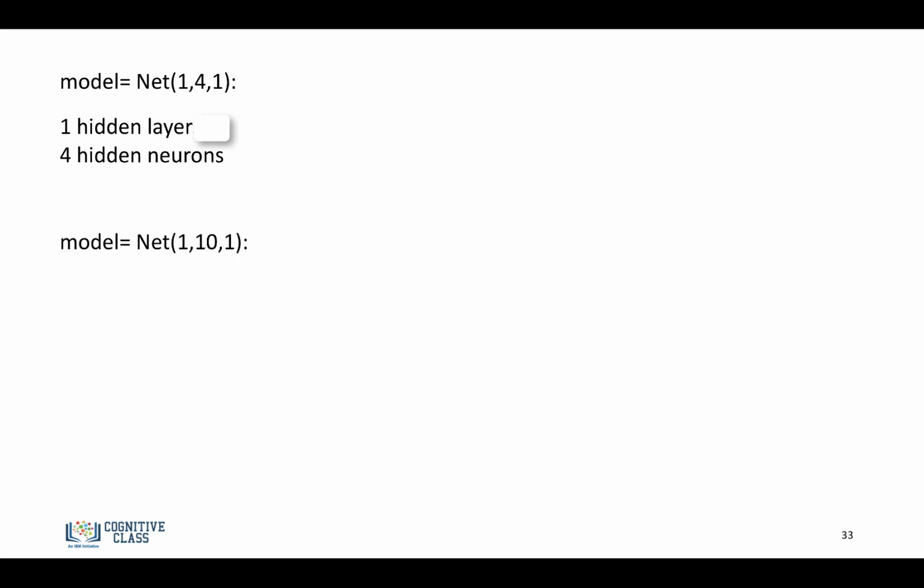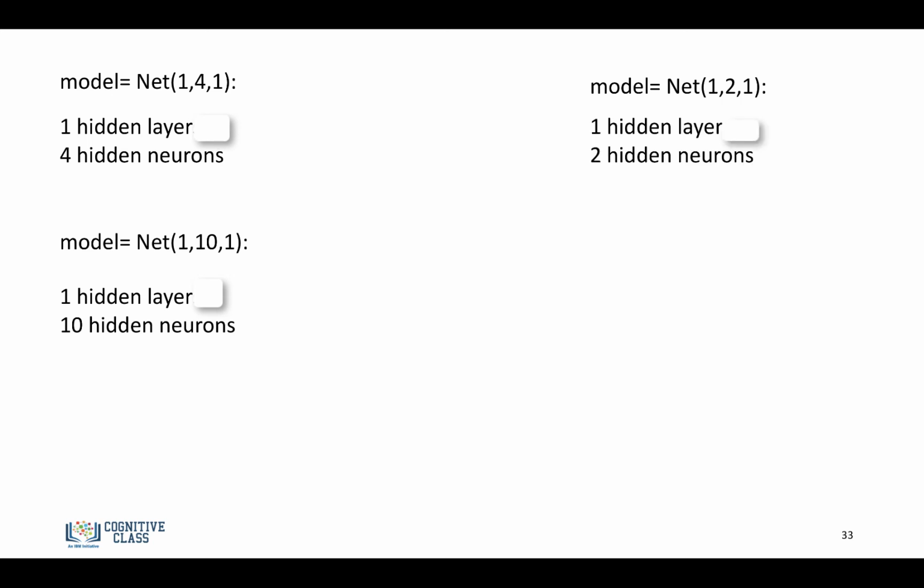So I always get the terminology confused, so let's do a couple of examples to clarify it. So in this model, we have one hidden layer and 4 neurons. In this model, we have one hidden layer and 10 hidden neurons. And in this model, we have one hidden layer with 2 hidden neurons.